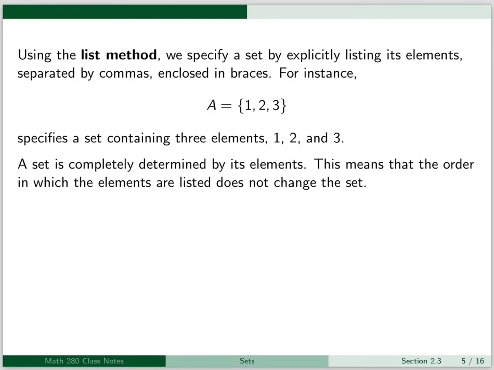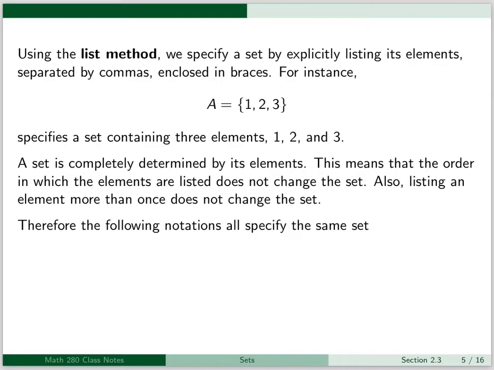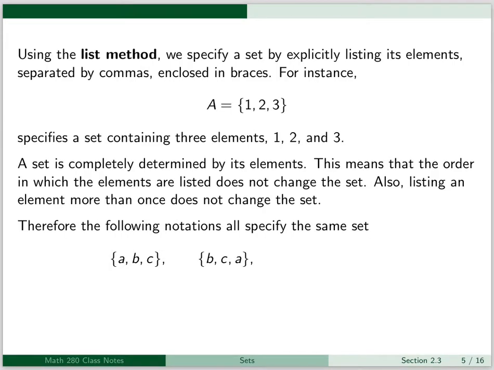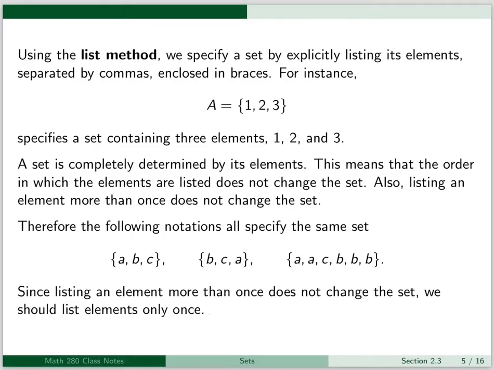A set is completely determined by its elements. This means that the order in which the elements are listed does not change the set. Also, listing an element more than once does not change the set. Therefore, the following notations all specify the same set: {a, b, c}, {b, c, a}, {a, a, c, b, b, b}. Since listing an element more than once does not change the set, we should list elements only once.